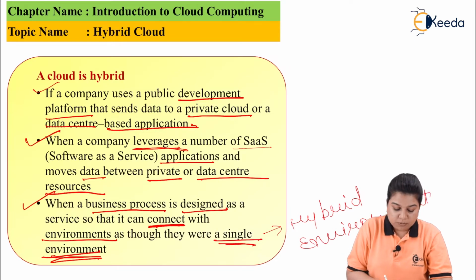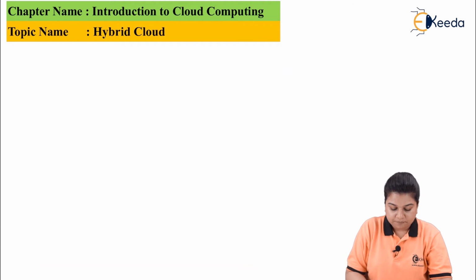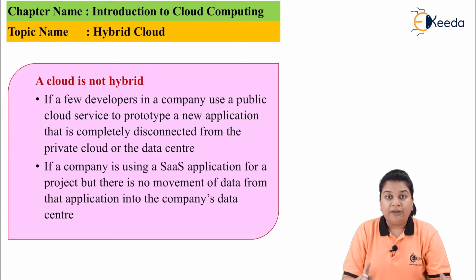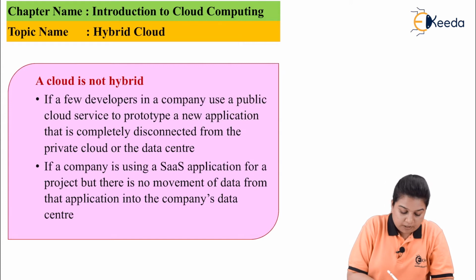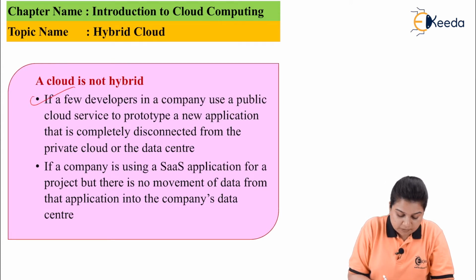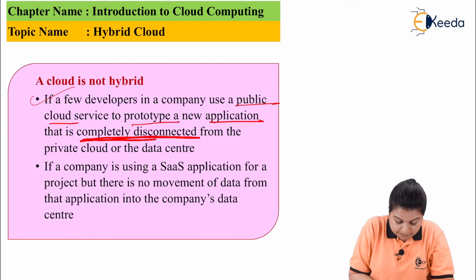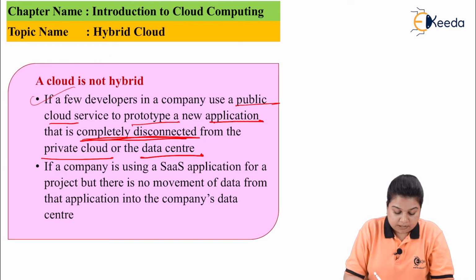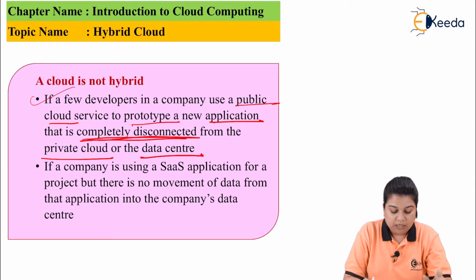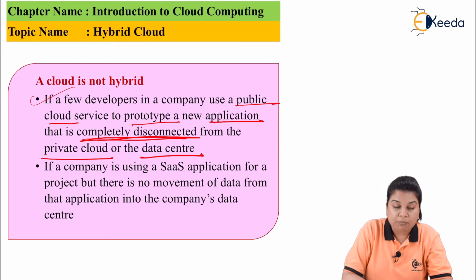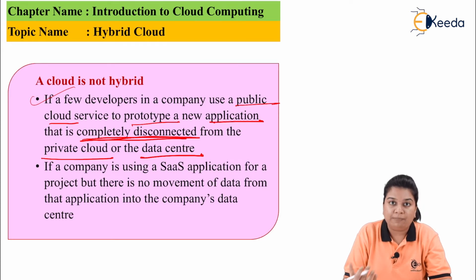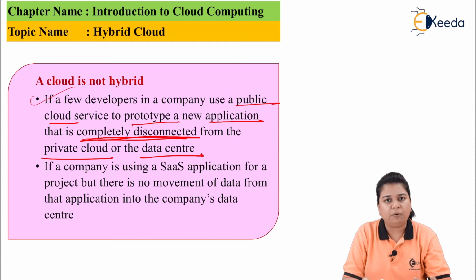Or we can say it is using a hybrid cloud. Now, when a cloud is not hybrid, first point, if a few developers in a company use a public cloud service to prototype a new application that is completely disconnected from private cloud or the data center. Here, what they are trying to say is, a few developers in a company use a public cloud service to prototype a new application. Prototype a new application means to develop or create a prototype or sample of a new application.